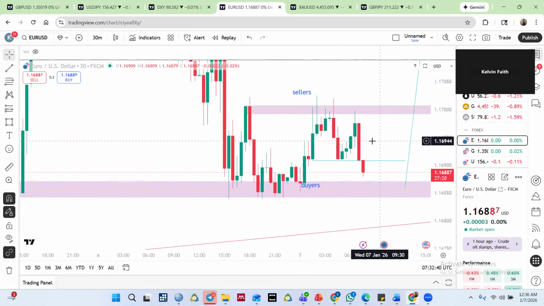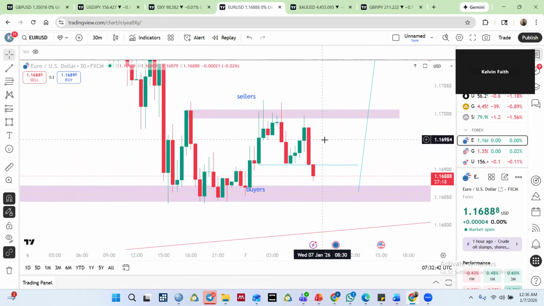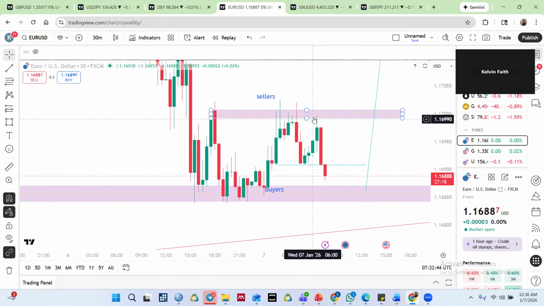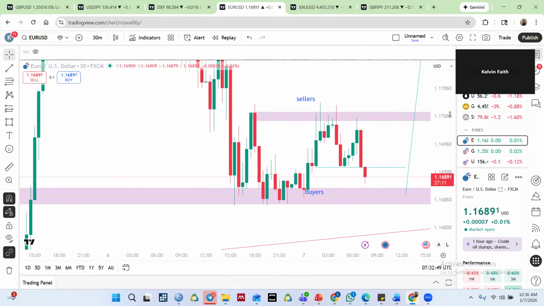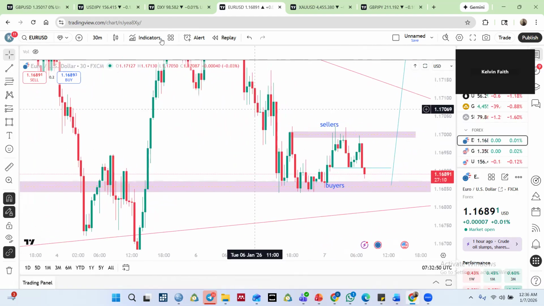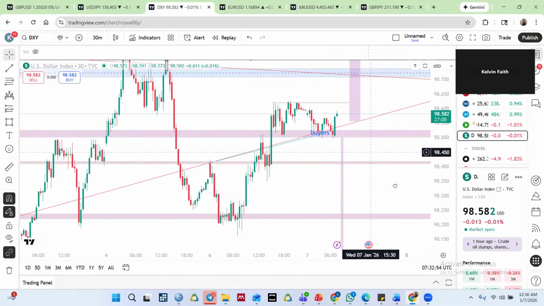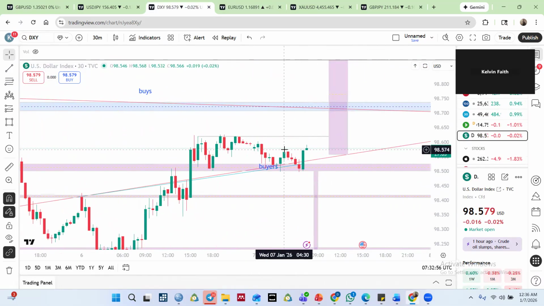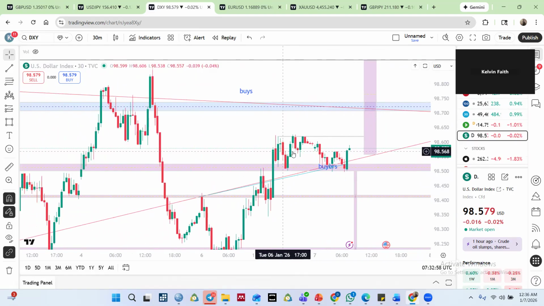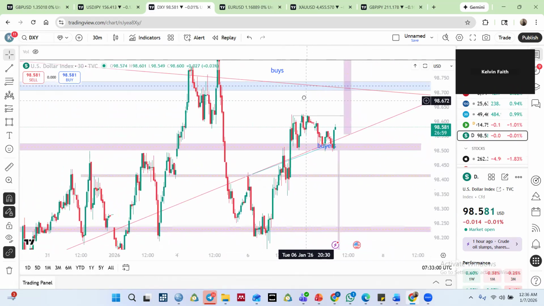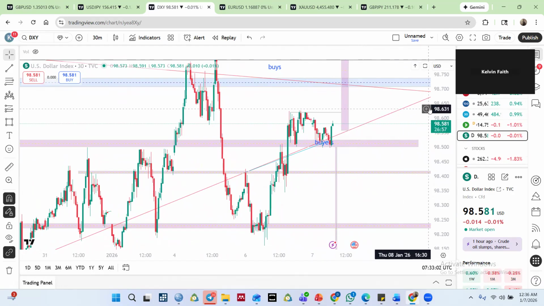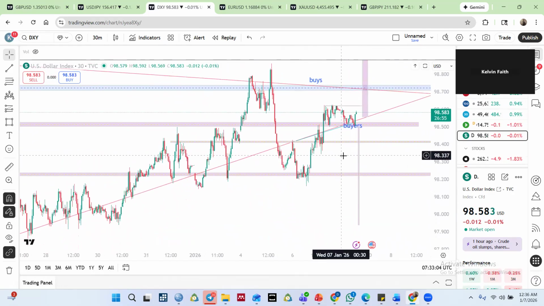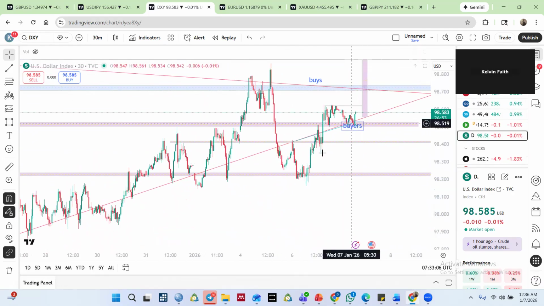Let's see what will happen. Is there going to be much selling pressure to crash this area of buyers? I don't know, but let's keep watching. And we'll be monitoring the DXY also. We see the new 30 minutes candle is open, also crashing this area of resistance right now. So let's see how it's going to be.